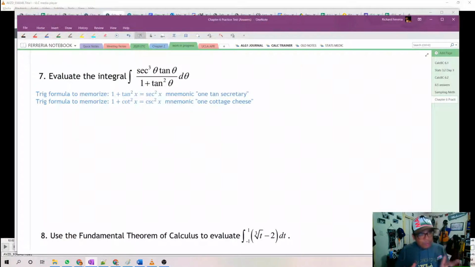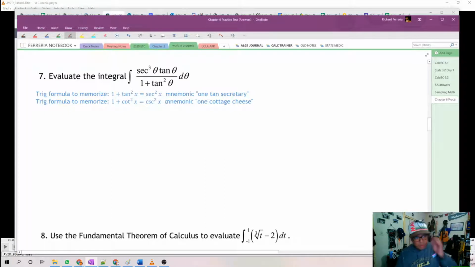So for this first question, you can't do it without having some trigonometry knowledge. The two equations that kind of go together here are these ones here. 1 plus tangent squared equals secant squared. And we're going to use that to simplify our integrand. The mnemonic for remembering that is 1 tan secretary.